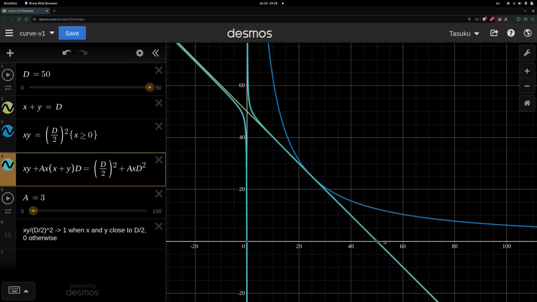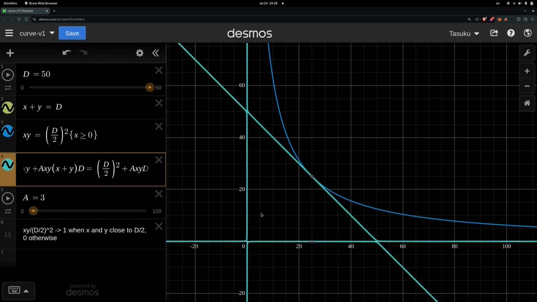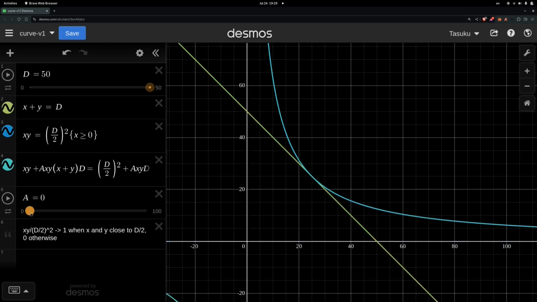We can do the same trick so that this part of the green curve doesn't cross over the x-axis. So multiply by y, and then multiply by y over here as well. And now, what do we get? Now it looks like a curve that is a constant sum, but without crossing over the x-axis and the y-axis. When A is equal to 0, we get the constant product, and when A is equal to 1, we get this curve.